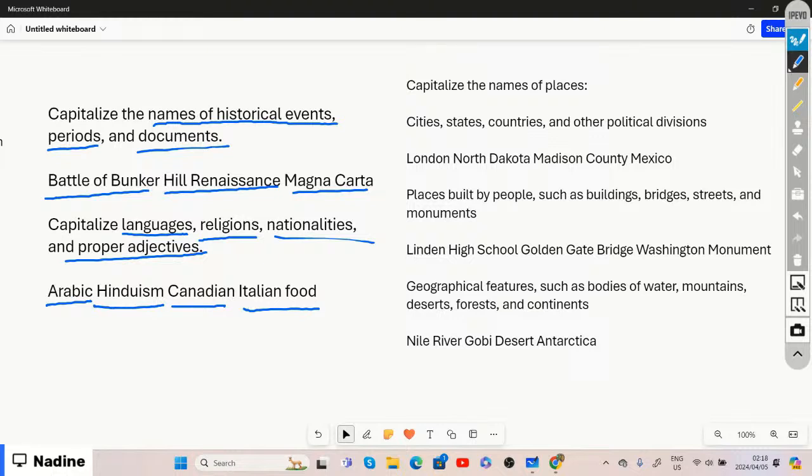All right. So then as we continue, we also capitalize names of places, right? So whether it is names of cities, states, countries, and other political divisions, we need to capitalize it. For example, if we capitalize cities, it can be cities like London, or in my country, it would be Cape Town. States or countries and other political divisions like North Dakota, Madison County, or Mexico.